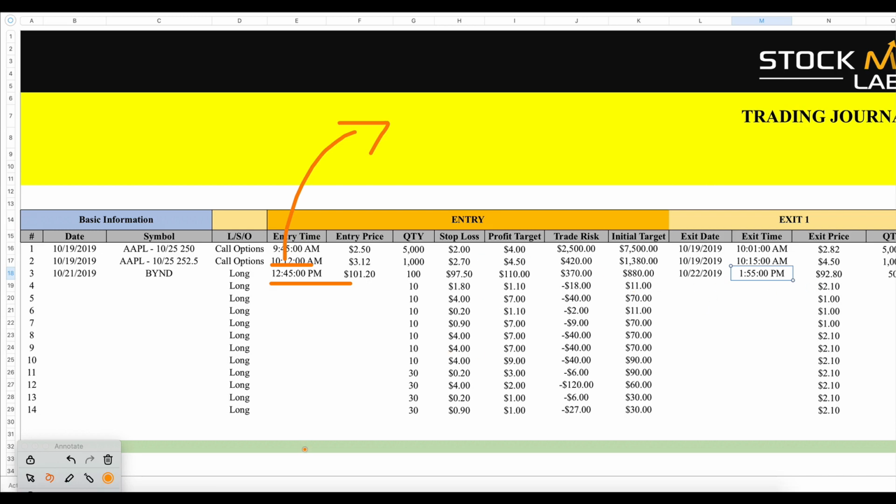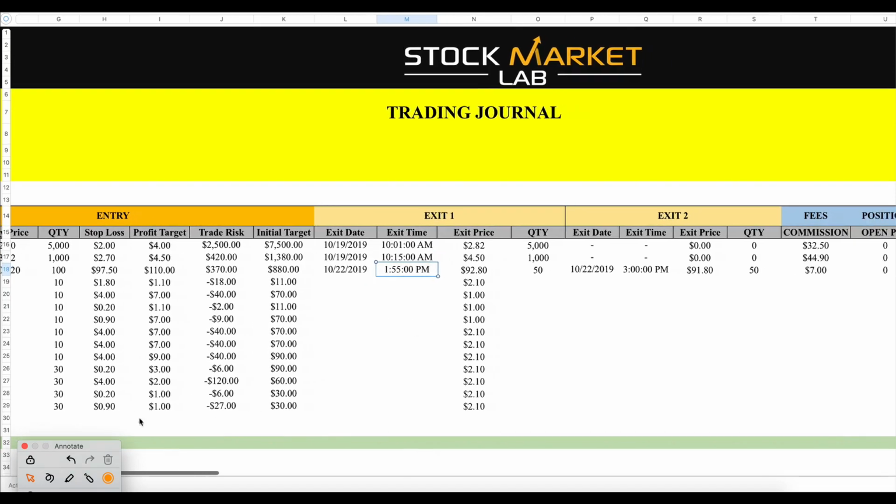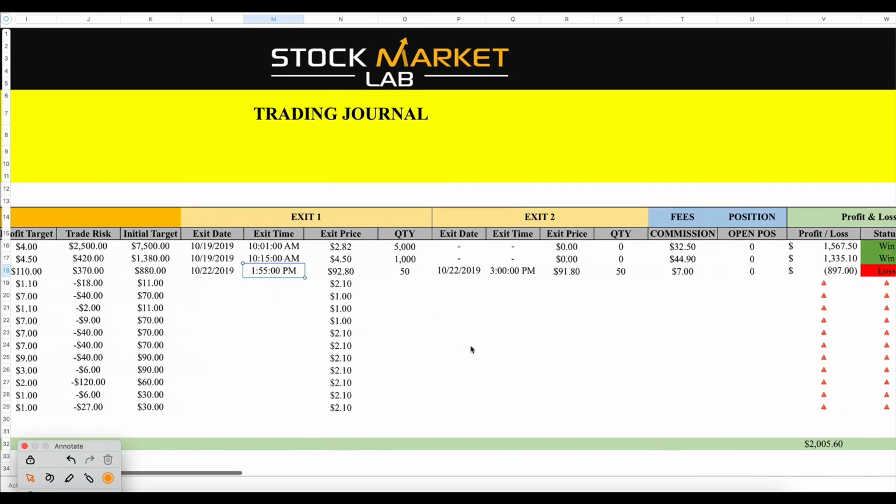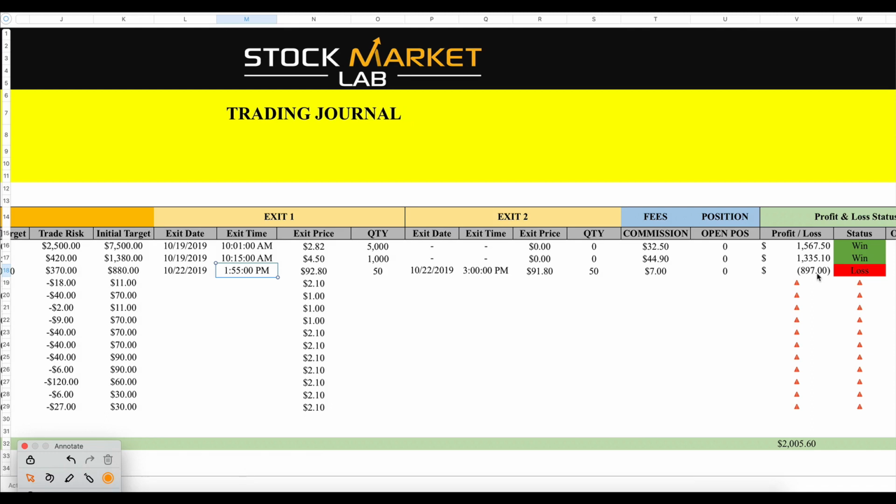Now, going forward, you can take a look. The exit was a little bit different. There were two exits. One was at 92.8, 50 shares, and one was at 3 p.m., so about an hour later for 50 shares at a lower price. So the question here is, why did you only sell 50? And then why did you wait about an hour to sell the remaining 50, right? Now, the other question is, okay, the trade didn't work out, you lost money. Now, like I mentioned, losing money is not a bad thing in the market, right?